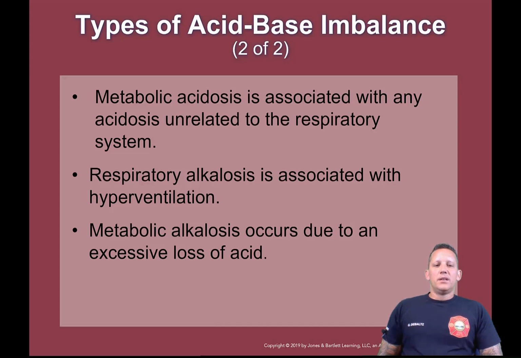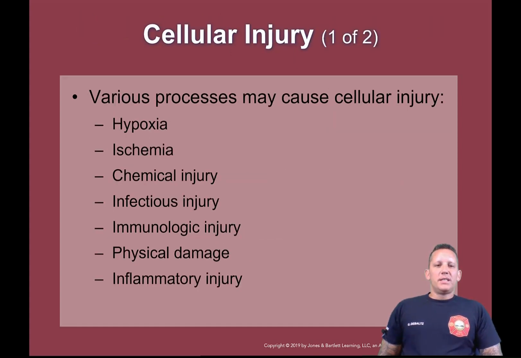Respiratory alkalosis is associated with hyperventilation, and respiratory acidosis is hypoventilation, with metabolic alkalosis occurring due to an excessive loss of acid. So try to remember that if we're not breathing enough, we're retaining too much CO2, which is the acidosis in the respiratory system. If we breathe too much, it becomes alkalotic, and if you're vomiting, you're losing acid, and if you have diarrhea, you're losing base.